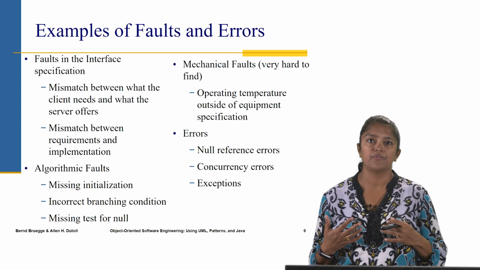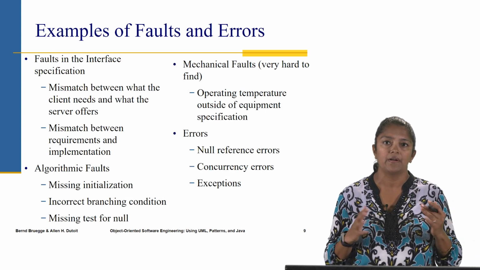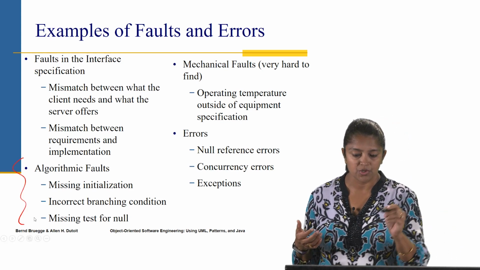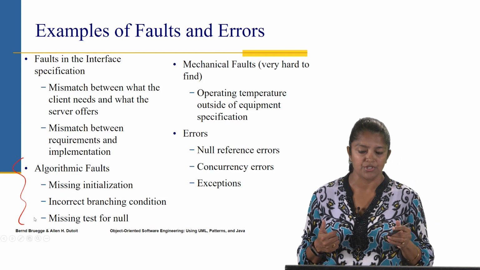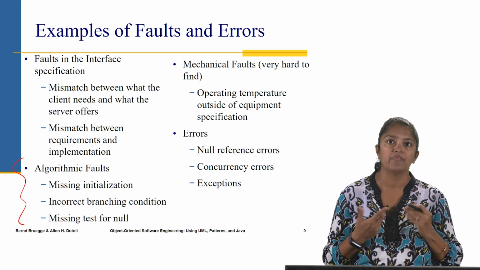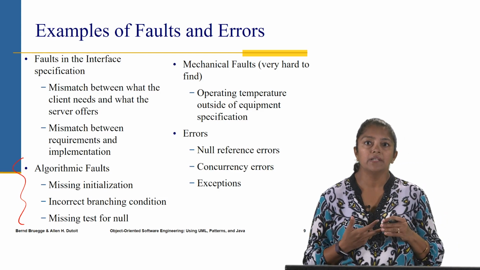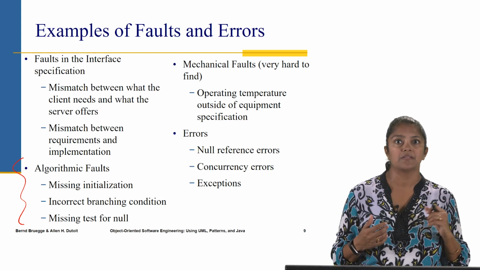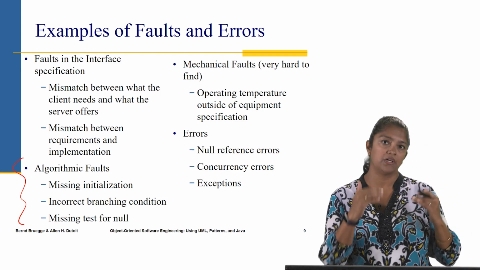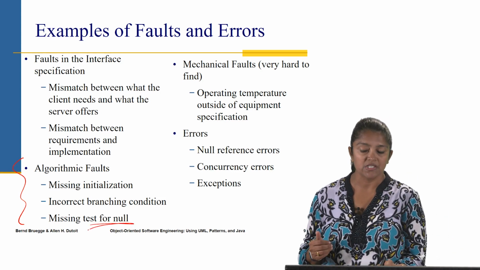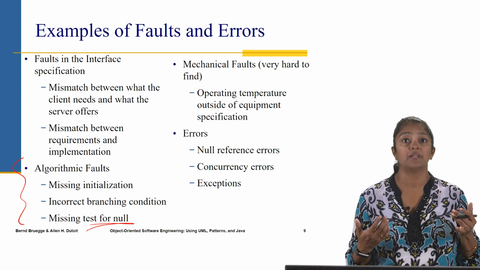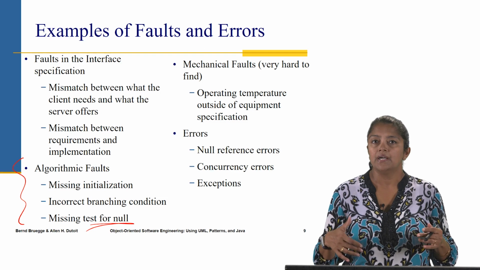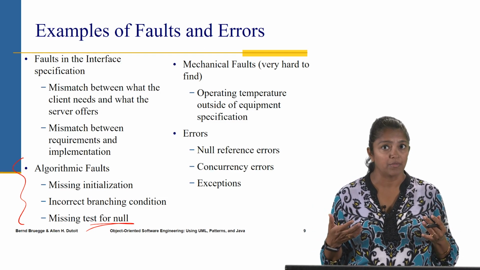So to give you some examples of faults and errors. Now faults could be there in a number of different places. One of the first ones that we discussed was algorithmic faults, which is basically coding related issues. Things like missing initialization, where a variable is not initialized correctly, incorrect branching conditions, or maybe some branching conditions are missing and certain cases are not taken care of, or a missing test for null, which means you're trying to access a variable that doesn't hold any value. So these are some of the things that could happen in our algorithms, and they're called algorithmic faults.